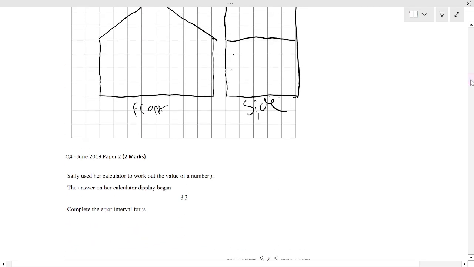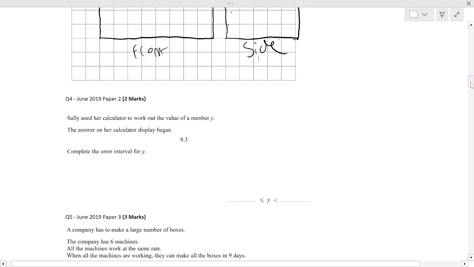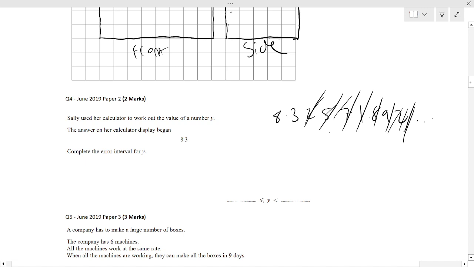Okay, question 4. So we're given Sally used a calculator to work out the value of a number y. The answer on a calculator display began in 8.3. Complete the error interval. So again, this is just the range of values y could be. So we know it's going to be 8.3, and then on the calculator display there'd be other digits after, right? So you could have, for example, 2, 5, 7, 1, 8, 9, 2. But we only consider the first two digits, 8 and 8.3. So we are truncating, which means we're basically just getting rid of all the other digits.